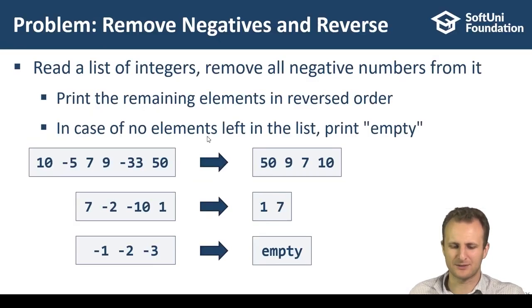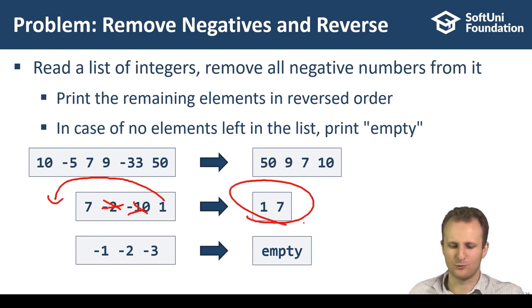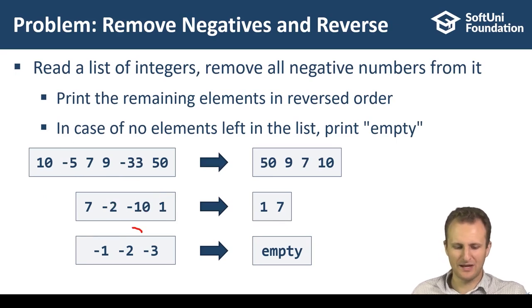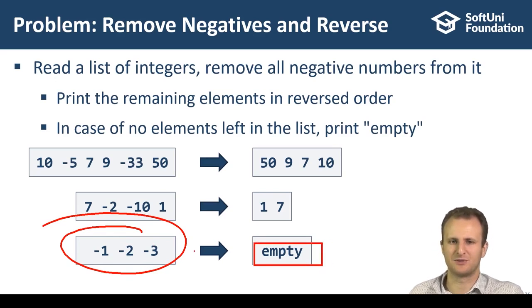In our task, we had to not only remove the negatives, but also reverse these numbers. So from this input, we need to remove minus 2, remove minus 10, and then reverse 1 and 7, giving us 1, 7 instead of 7, 1. Okay? And also, if this list was empty, I'd have to print "empty" instead of just an empty line.